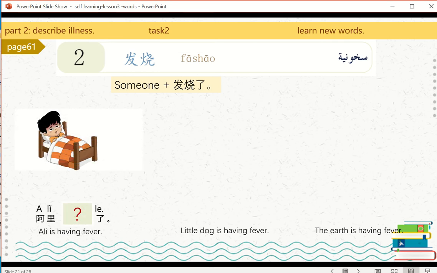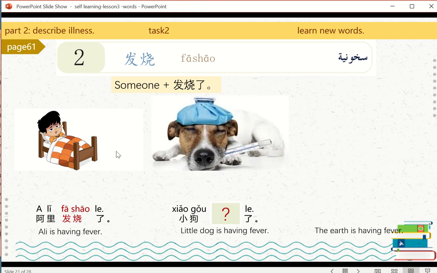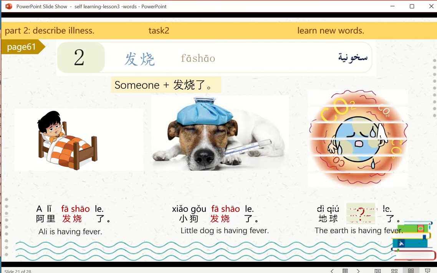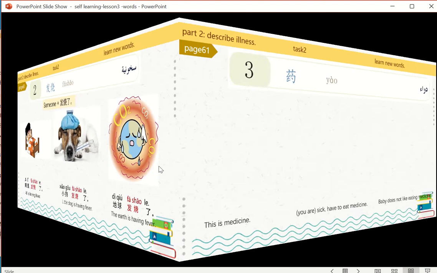好，下一个是发烧，发烧, have a fever. Someone 发烧了, someone is having a fever. 我们看这里是阿里发烧了，Ali is having a fever. 小狗发烧了，the little dog is having a fever. 地球发烧了, the earth is having a fever. Someone 发烧了, this is how we use the word. 发烧，发烧。好，I would suggest you read after me, no matter if it's a sentence or the words.